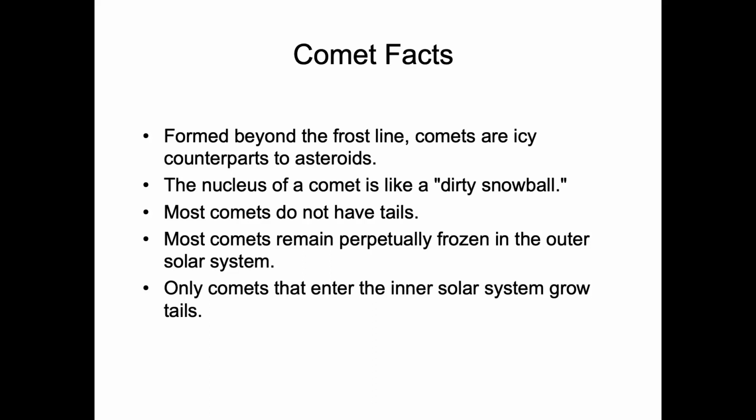and other ions. So it's not until a comet actually orbits close to the sun, within the orbit of Jupiter, that it starts to grow a tail. Because beyond Jupiter, it's really not warm enough for these comets to start to evaporate.